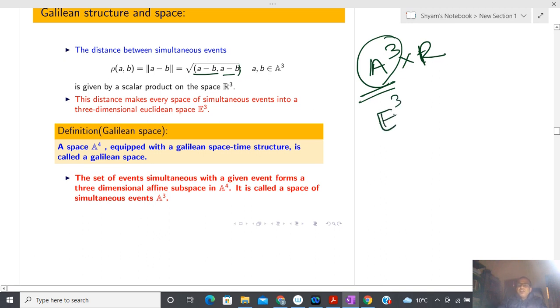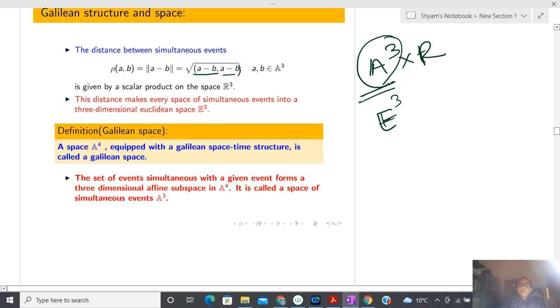Okay, and in Euclidean space now I am able to manipulate everything using real numbers. Okay, now let us talk about the Galilean space. You can see that so far I have been talking about Euclidean space. Now I am going to talk about Galilean space.